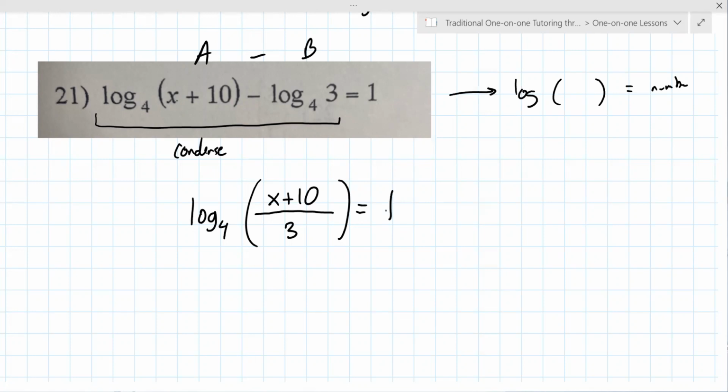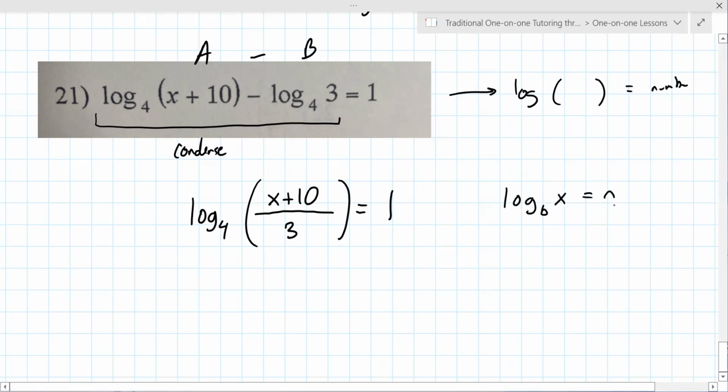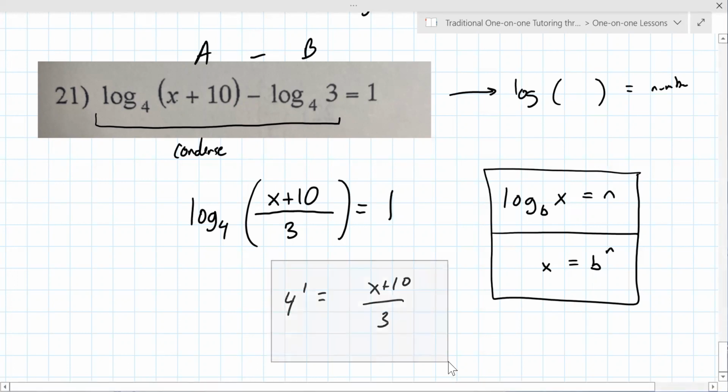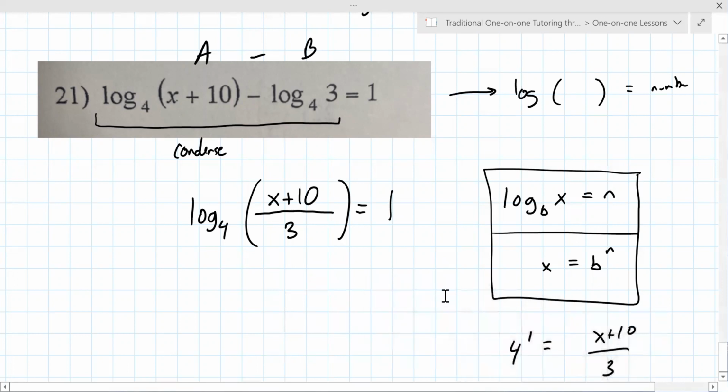All right, so now this is where there's a little bit more work here. You have to rewrite this as an exponent. I think we did this last time, where we rewrote log base b of x equals n because x equals b to the power of n. Did we do that? Yeah, we did. Now there's another way to do it. The answer is 4 to the 1 equals x plus 10 over 3. But maybe that's not clear, so we'll just put that off to the side for now.